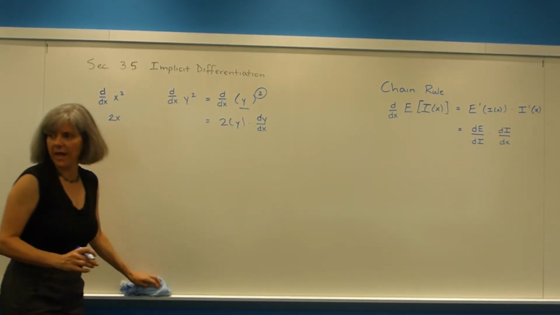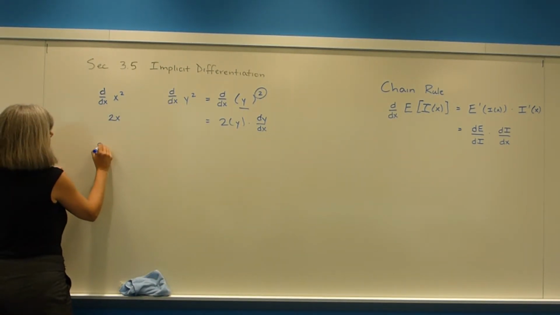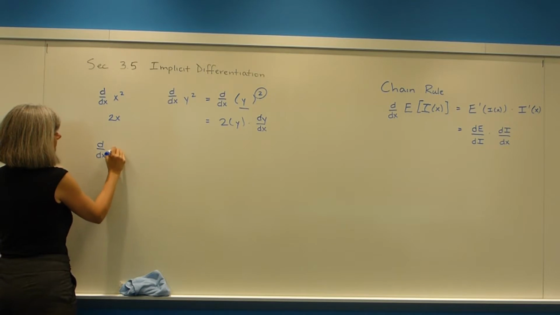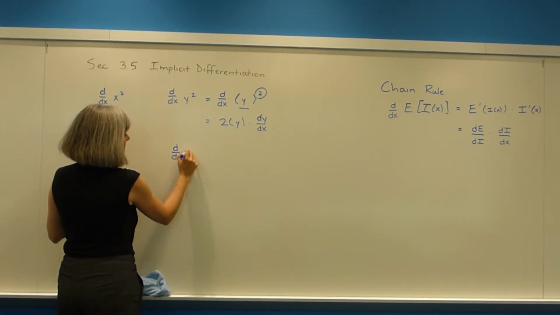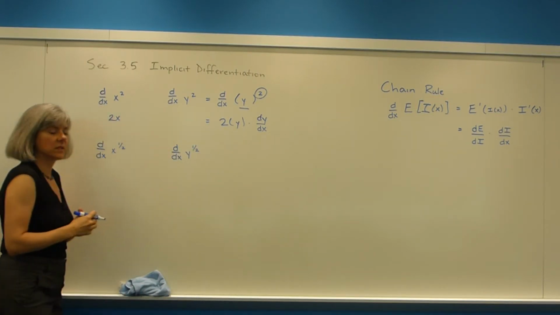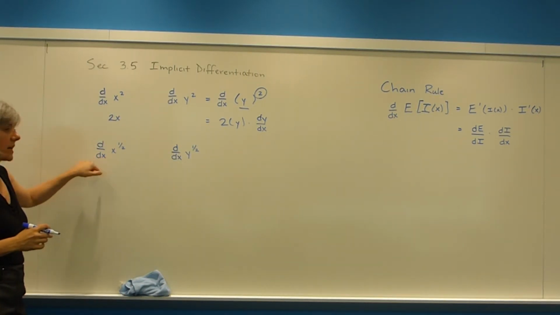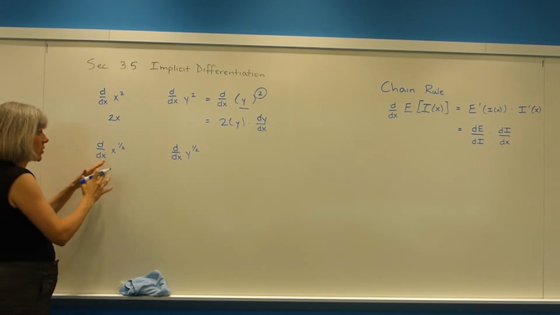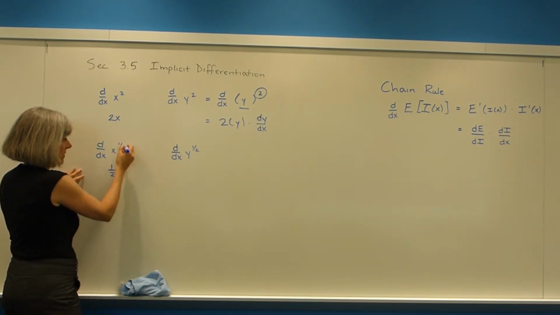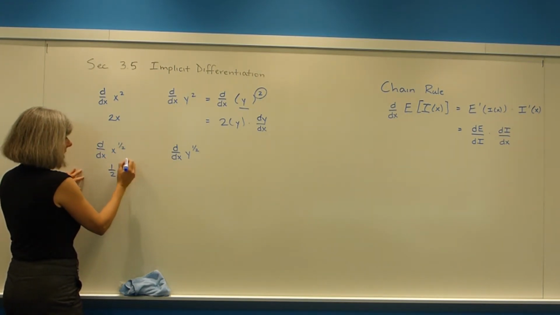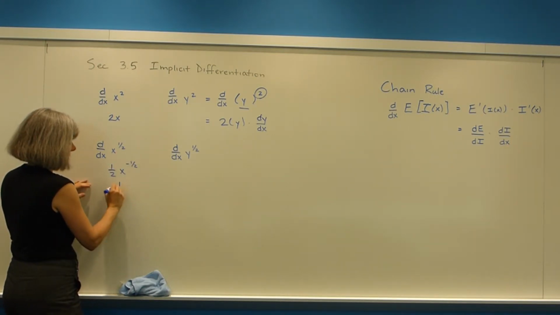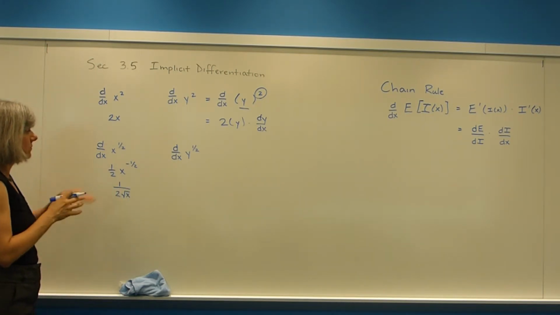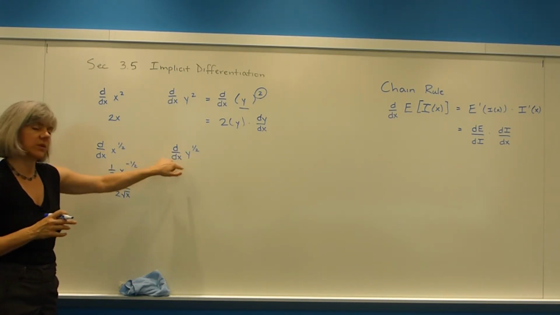All right, so let's look at d dx of x to the 1/2 versus d dx y to the 1/2. Here, with respect to x, the variables match. I just do a standard power rule. So 1/2, exponent comes down, x to the negative 1/2, 1/2 minus 1. If I wanted to, I could write it as 1 over 2 square root of x. What about over here? Variables don't match.